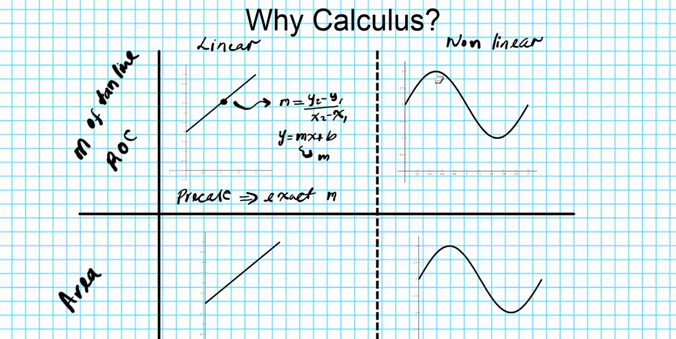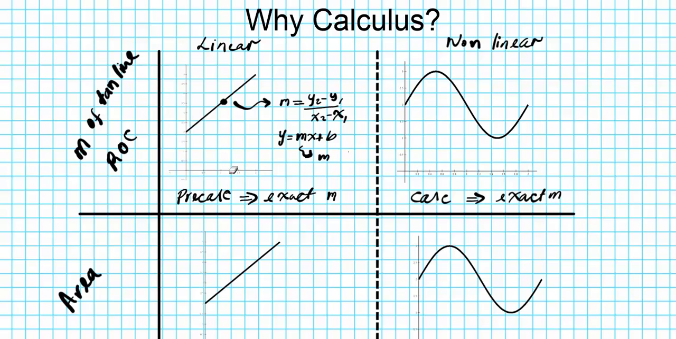Now, what if you have a nonlinear function? Can you use this formula to find the slope at a point? The answer is no. So this is one big problem that resulted in the development of calculus. How do you calculate the slope at any point in time of a nonlinear function? Here calculus is needed to find the exact slope.